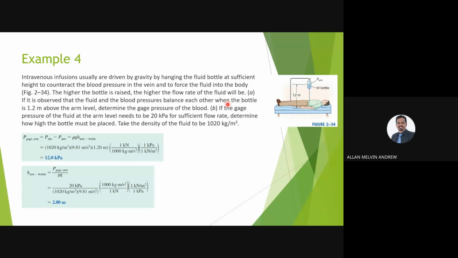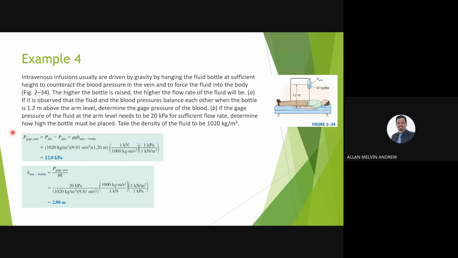When you understand that concept, you know how to design your system. As engineers, we will design the system based on the requirement, and we need to do all this analysis. All this information is given. There are two parts to the question. It says that if it is observed that the fluid and the blood pressure balance each other when the bottle is 1.2 meter above the arm level, they are asking us to find the gauge pressure.